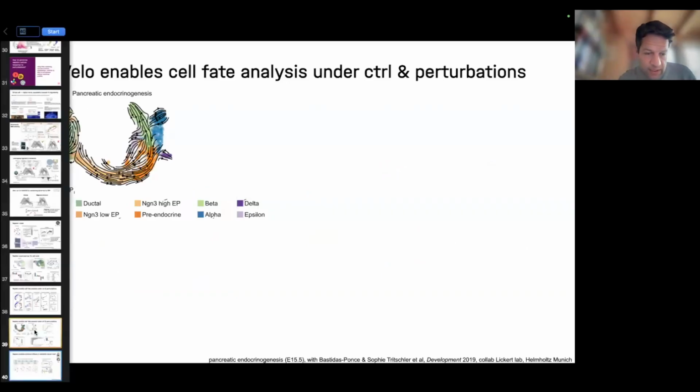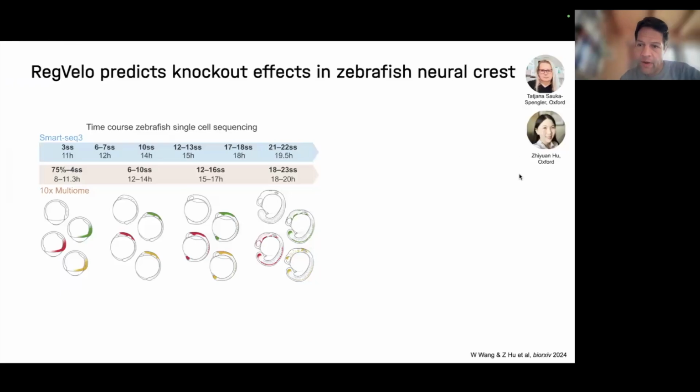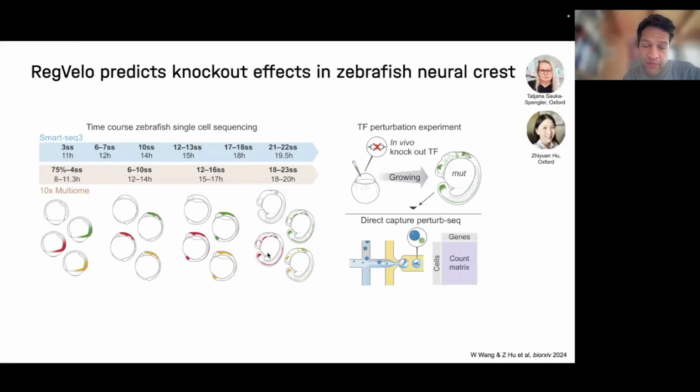Maybe I skipped this one example here. I'll just show you, in collaboration with Tatjana Sauker-Sprengler from Oxford, together with Xiuan Hu, at the time in Oxford, now I think in Wuhan University, where they've been doing both SMART-seq3 as well as 10x multiome across different time points in zebrafish neural crest development. Okay, so time development here. And she didn't only observe expression, but also expression under knockout of a few transcription factors. So we can really test the model under that. We just train on expression, not on the knockouts.